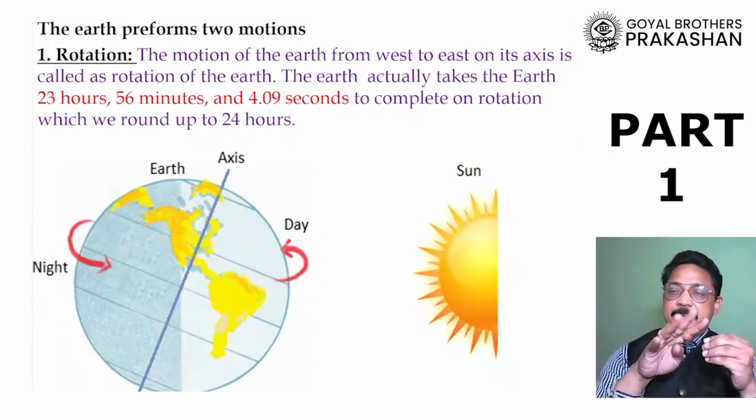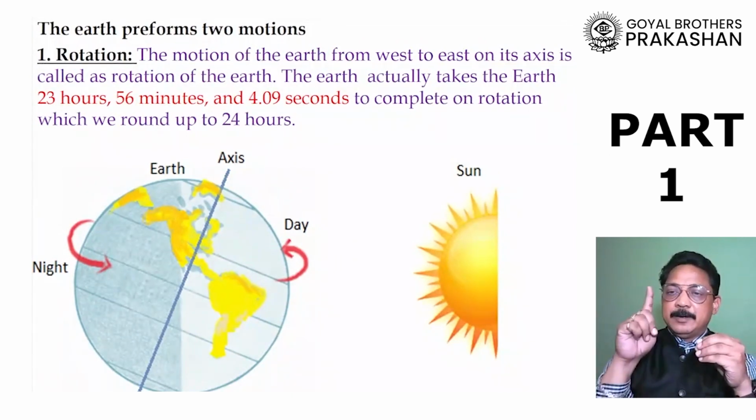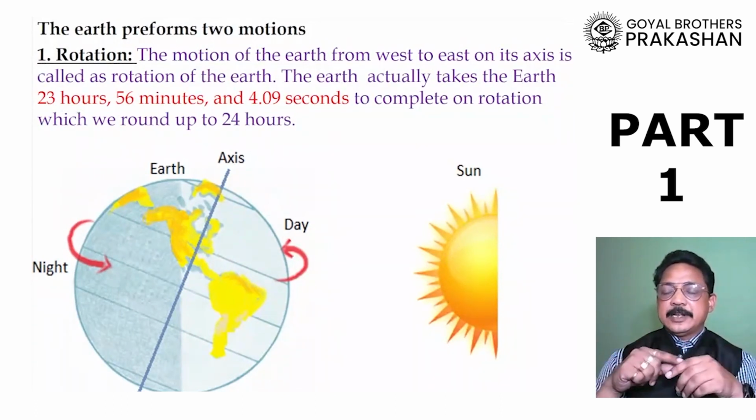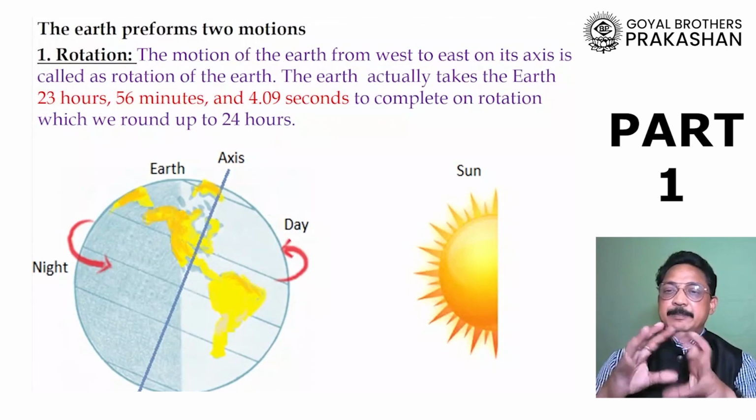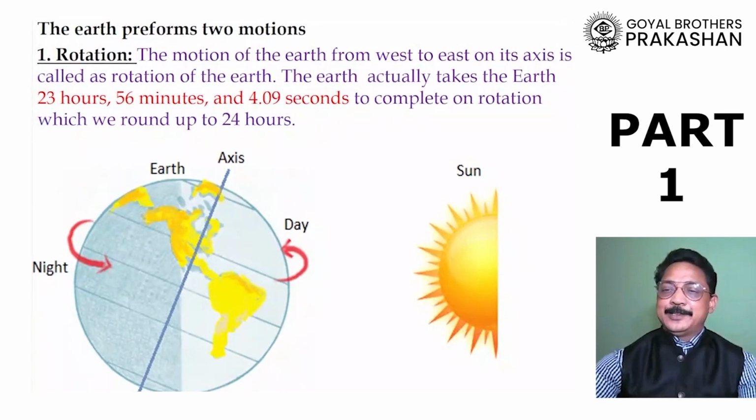Now 56 minutes, if I simply add 4 minutes, it will become 1 hour. So 23 plus 1 hour becomes 24 hours. Because this time is very close to 24 hours, instead of specifying that earth takes 23 hours, 56 minutes, 4.09 seconds, we simply say that earth requires 24 hours for its complete rotation. That means to complete one complete motion around itself.